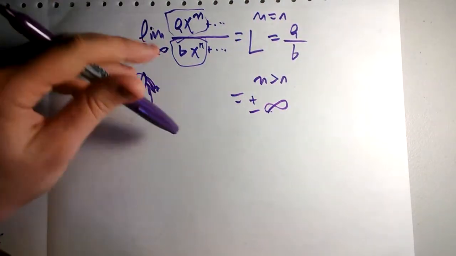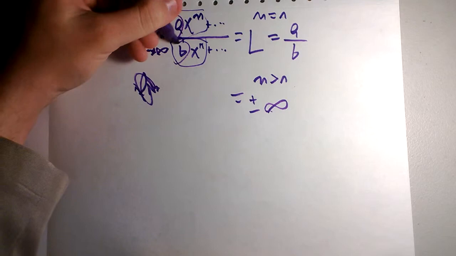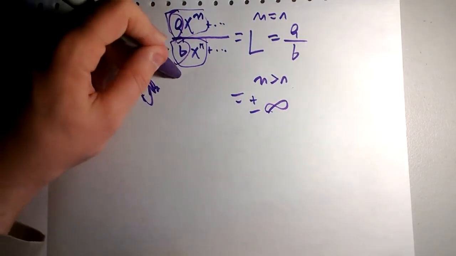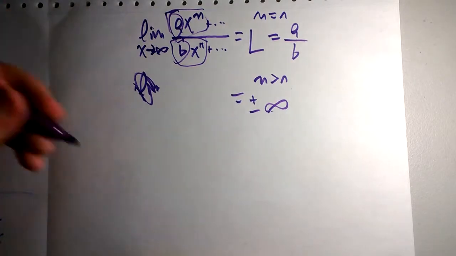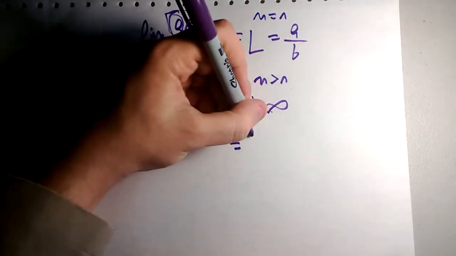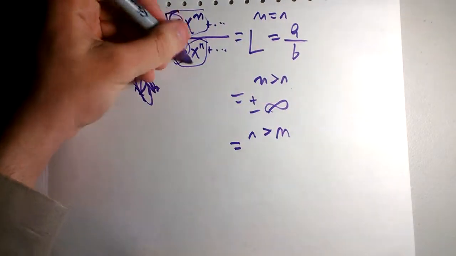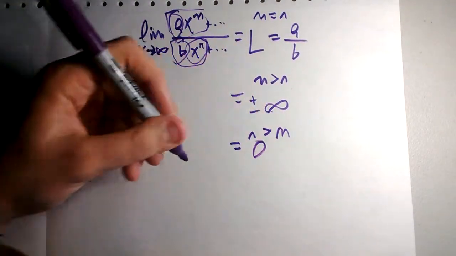You can use some logic through that. If the top or bottom is negative, then that will influence it. If they're both negative, then it will actually become positive. But you can use logic for that. And the last case is n is greater than m. If the bottom is greater, then it goes to 0.